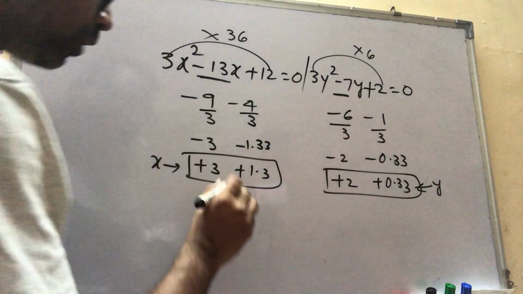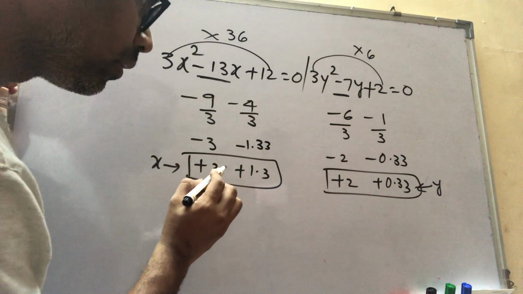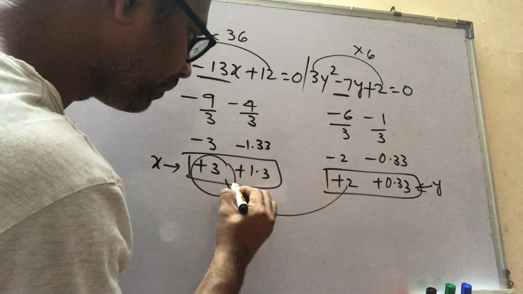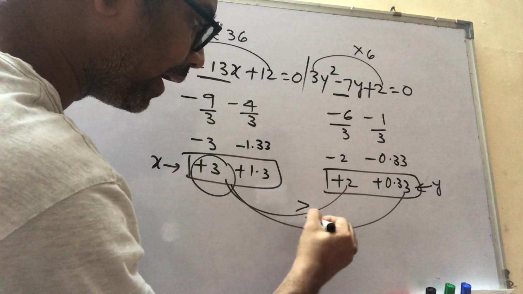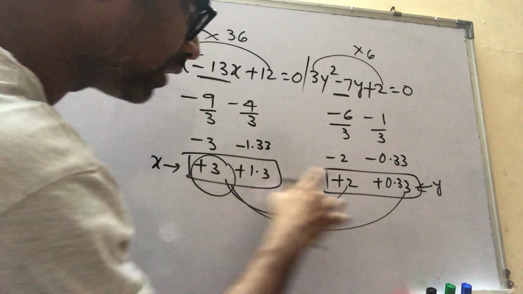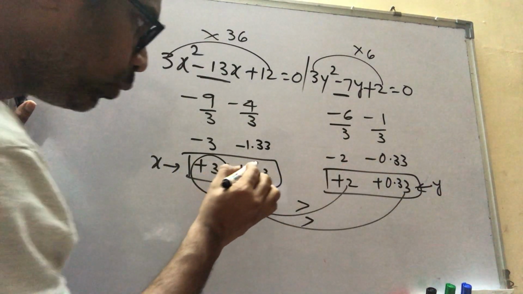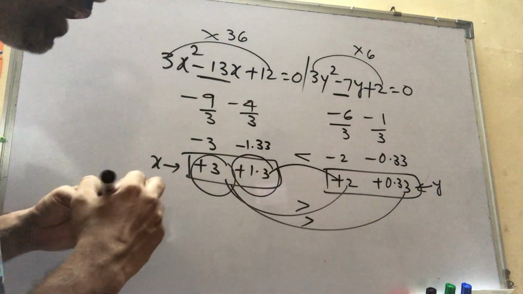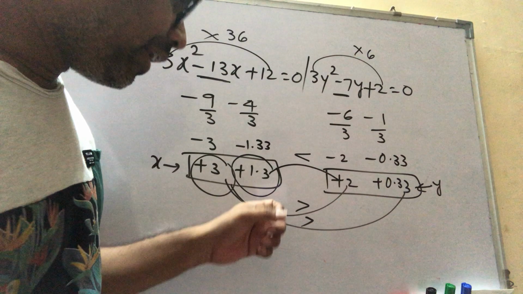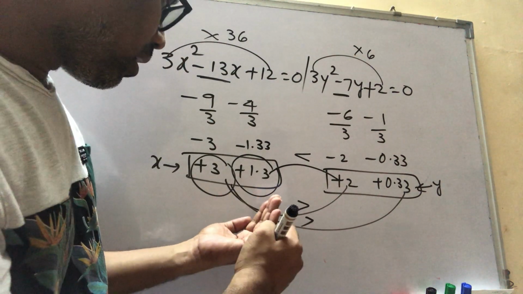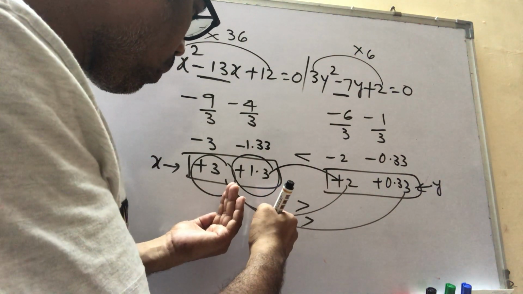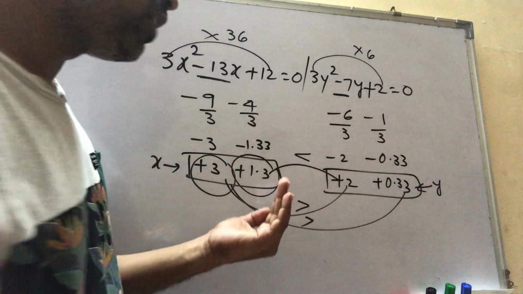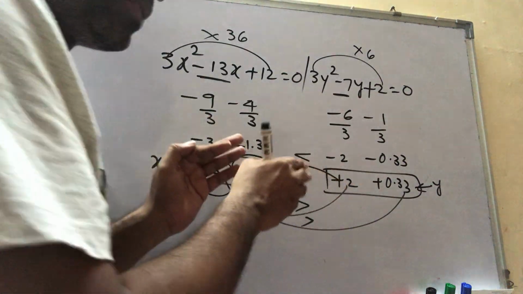Now when you compare these, plus 3 is greater than both. Plus 3 is greater than 2, as well as plus 3 is greater than 0.33. But when you compare 1.33 with 2, 2 is greater. So now look at this equation: on one side you are getting x is greater, and on the other side you are getting y is greater. So in one equation you cannot show x and y simultaneously greater.